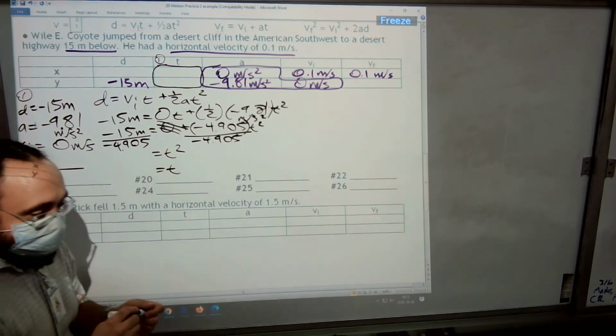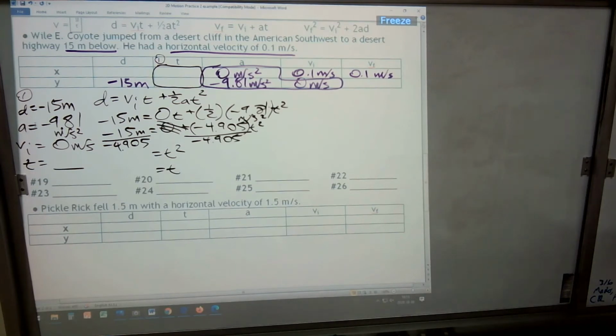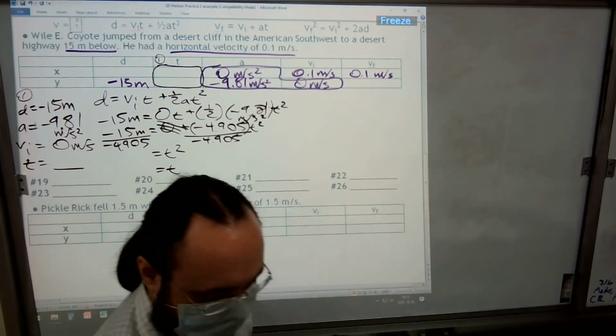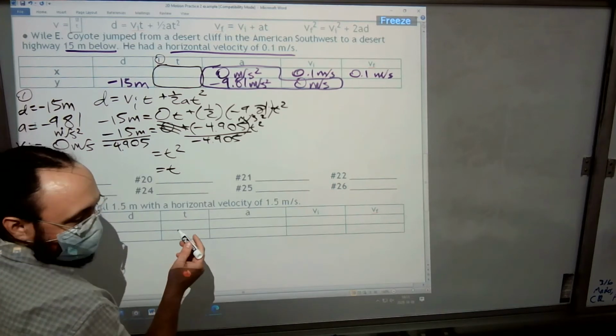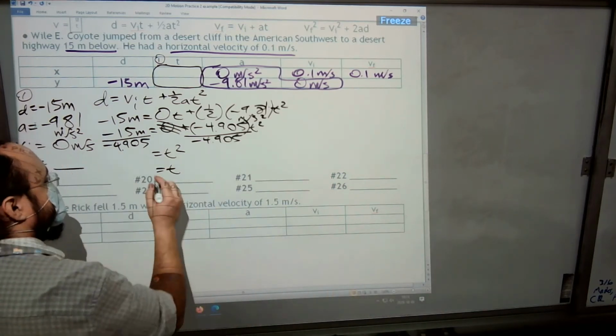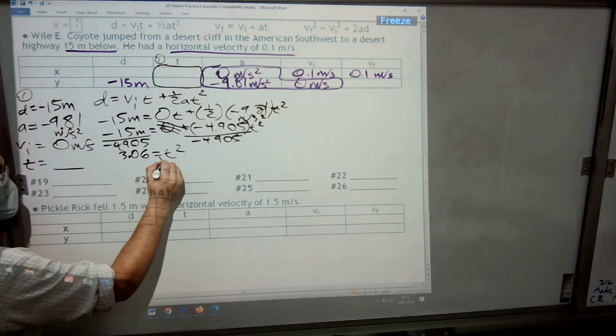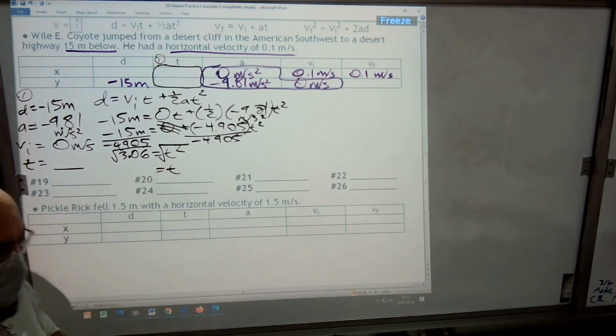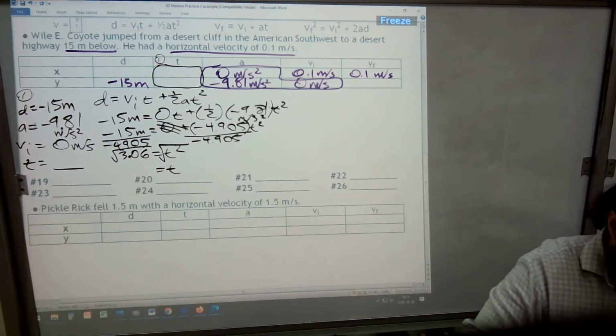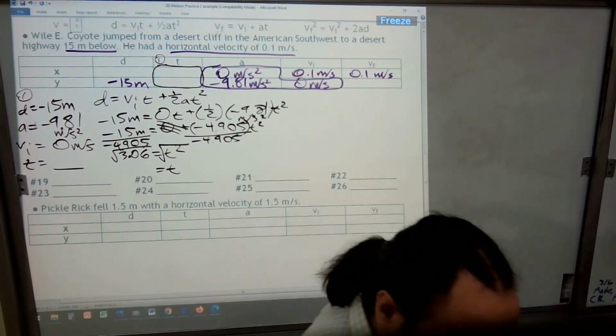15 divided by 4.95: 15 divided by 5 is 3, so this is going to be a little bit more than 3. My calculator gives 3.06. That's time squared, and we need to get time. The square root of t squared is t, and the square root of this number that my calculator gave me is 1.7.